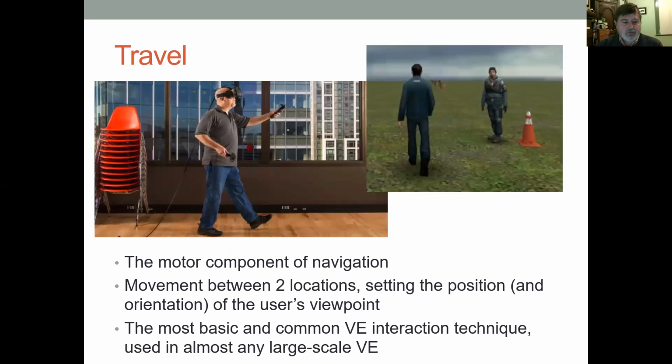Okay. So, traveling. We want to be able to walk around, so we physically have to move between two locations. The easiest way, if we have a big area, is to physically walk around in it, but normally our tracked areas are too small to allow us to do that.